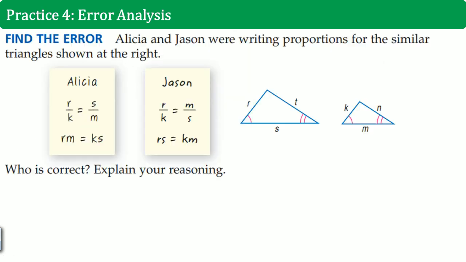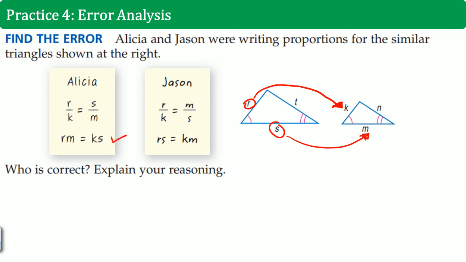Good. Lastly, let's look at an error analysis question. Alice and Jason were writing proportions for similar triangles shown to the right. Here you go. The triangles are RTS and triangle KNM. Here, Alice sets up this ratio. She went R is equal to K. Then she went S is equal to M. That was the first one. So that's how she set up the ratio. So this looks good. Okay.